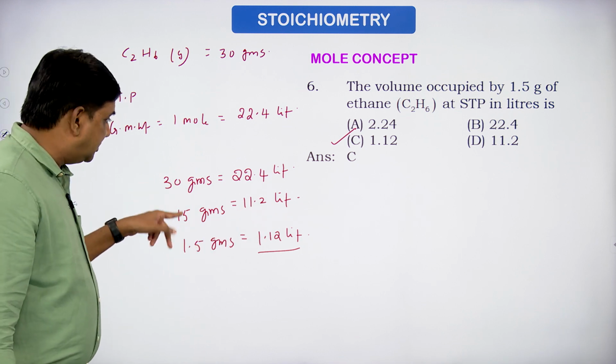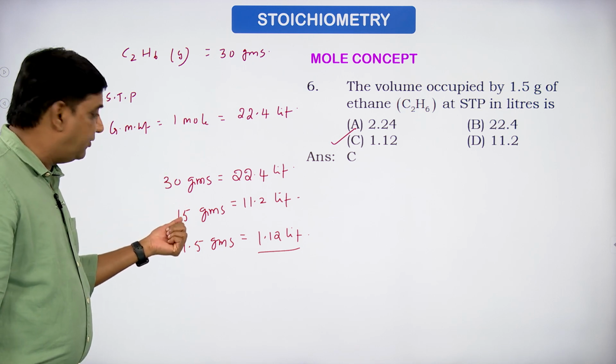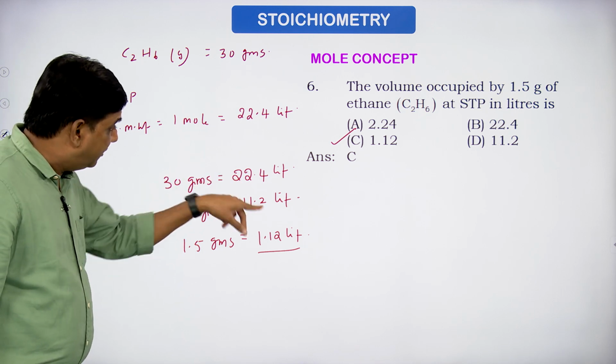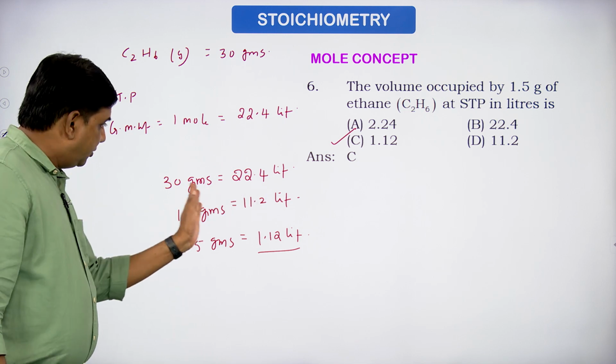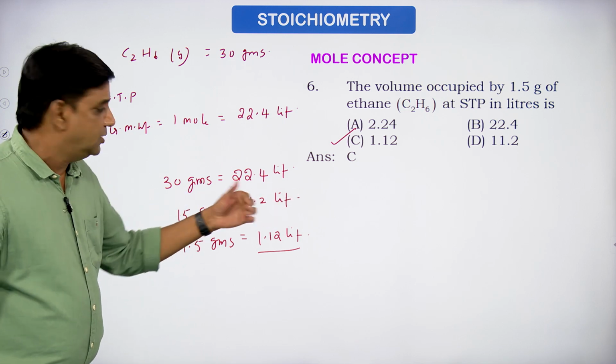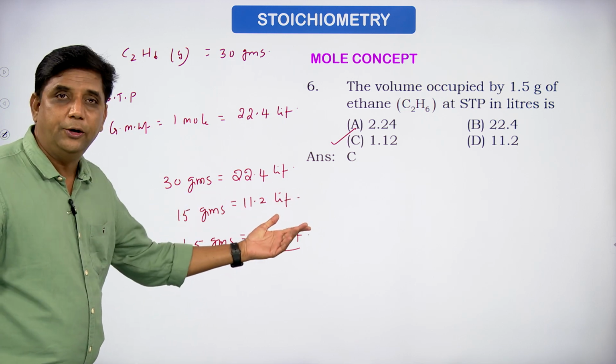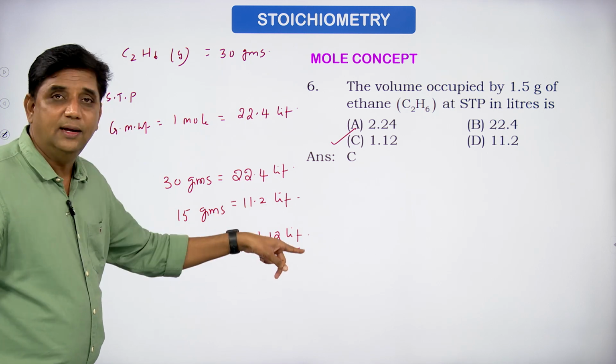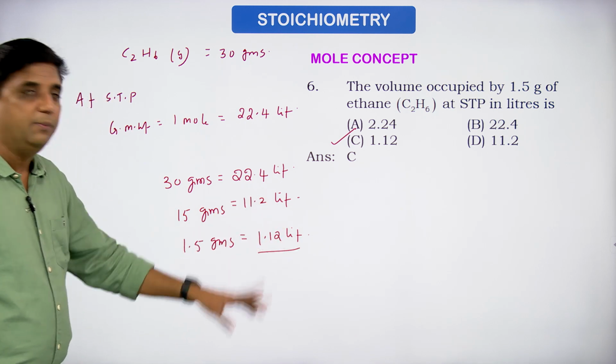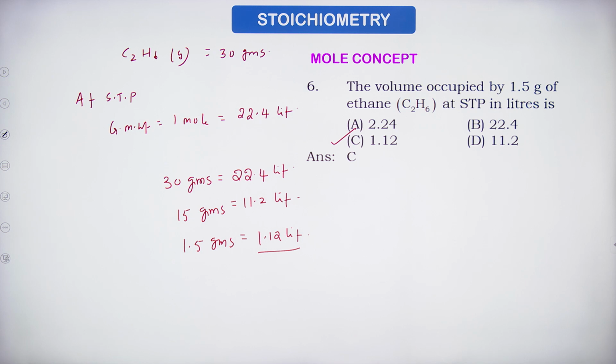How? See, this is divided by 2. How did you get that 15? 30 divided by 2. Therefore, there also divided by 2. So, 15 grams gives 11.2. Divided by 10 this side, divided by 10 that side. 1.5 grams contains 1.12 liters.